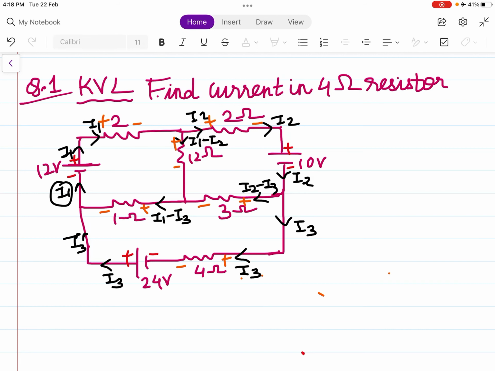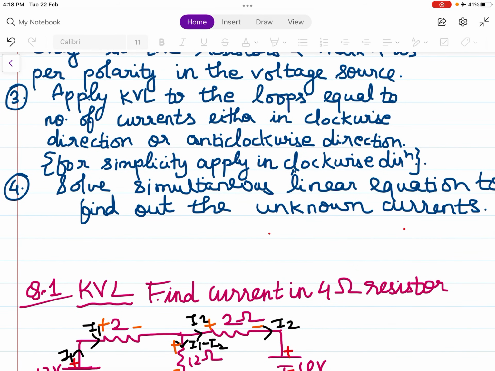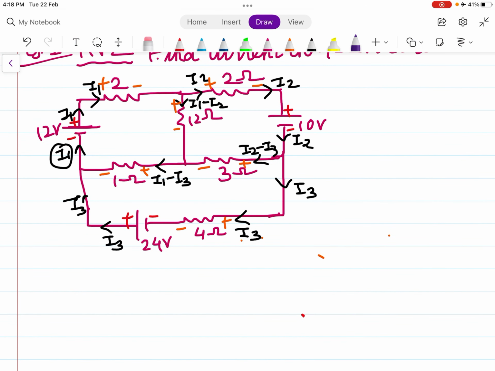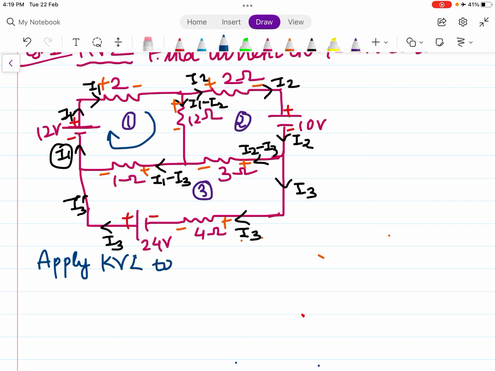So apply KVL to the loops equal to the current, either in clockwise or anti-clockwise. First we will say that this is mesh number 1, mesh number 2, mesh number 3. Apply KVL to mesh number 1, mesh number 2 and mesh number 3. We should assume the direction to be clockwise for simplicity. When I apply KVL to mesh 1, or loop 1, what do I get?